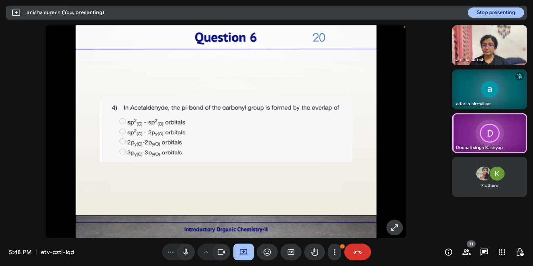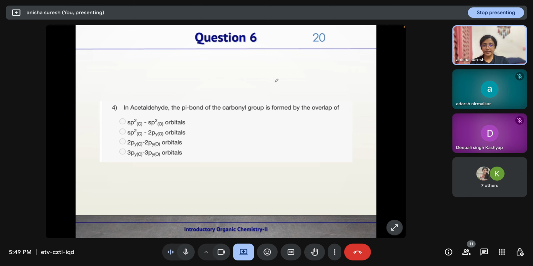Ma'am, option number A. The sp2 hybridized orbitals of carbon and oxygen will overlap, leading to formation of the CO sigma bond. Then the p orbitals that will be present perpendicular to the sp2 hybridized orbital will be overlapping in parallel fashion, leading to formation of the pi bond.